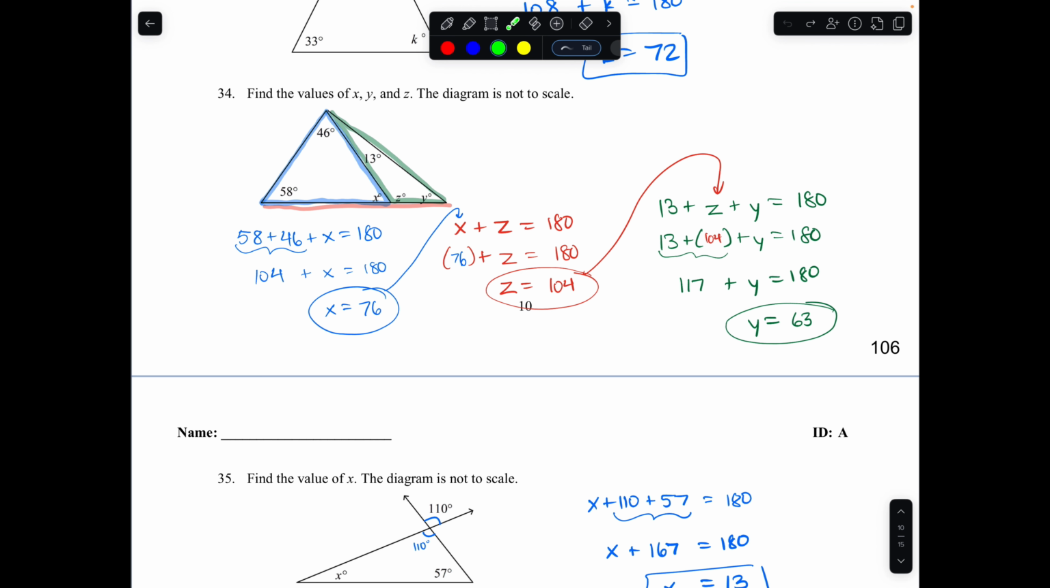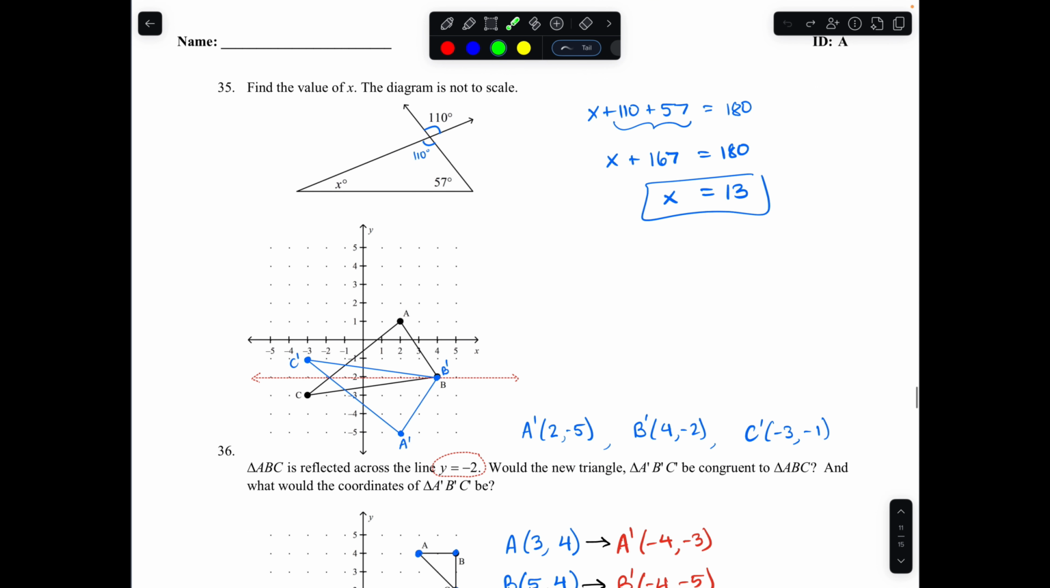And then finally, this green triangle, originally we only knew one angle, but now that we know z, we have two angles in the green triangle. So if we add that to the third angle, the one we don't know, y, those three angles also have to add up to 180. Plug in your 104, because we know what z is. Combine your like terms. 13 plus 104 is 117. Subtract 117 from both sides, and we have y equals 63. So now we found x, y, and z.